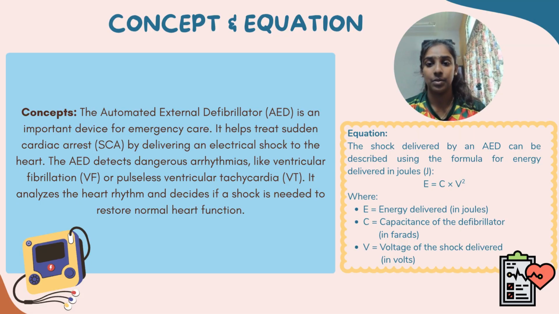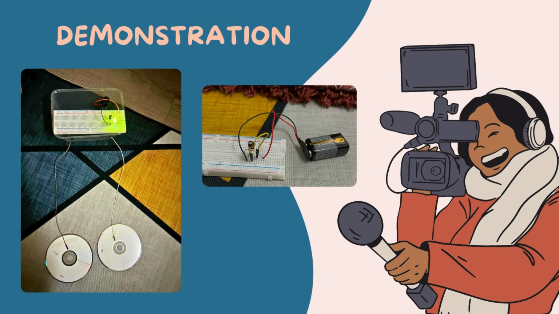The equation that we used is E = CV². The shock delivered by an AED can be described using this formula, whereby E is the energy delivered in joules, C is the capacitance of the defibrillator, and V is the voltage of the shock delivered.